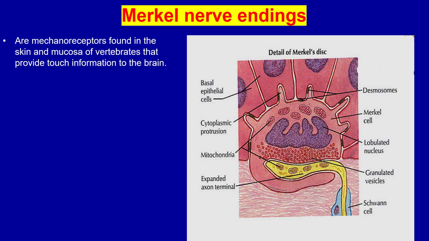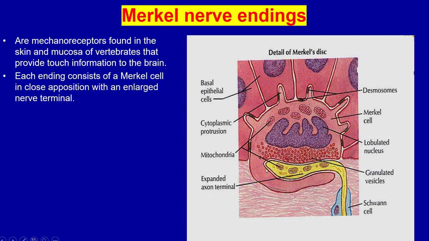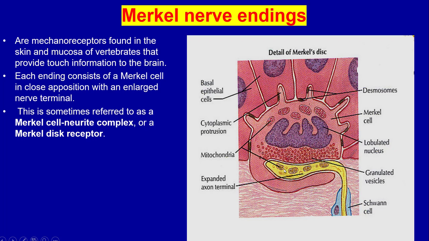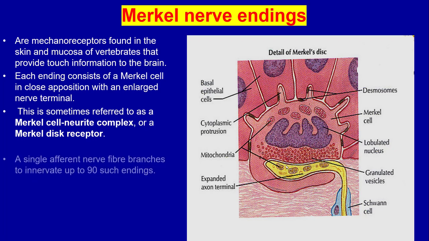Merkel nerve endings are mechanoreceptors found in skin and mucosa of vertebrates that provide touch information to the brain. These are the Merkel nerve endings. Each ending consists of a Merkel cell in close opposition with an enlarged nerve ending. This is the Merkel cell and it is closely located with this nerve ending. This is referred to as a Merkel cell-neurite complex, or a Merkel disc receptor.